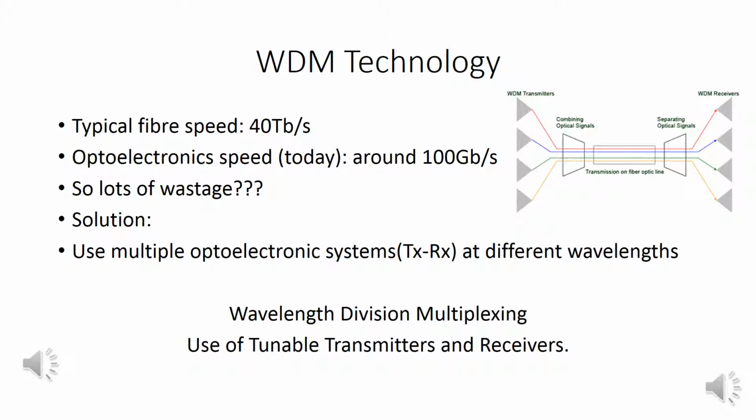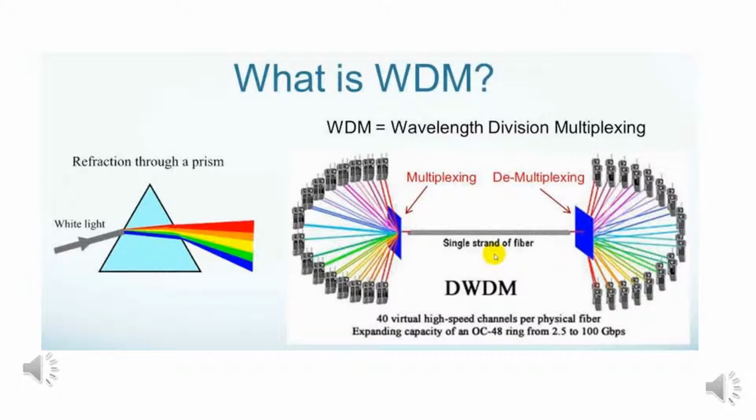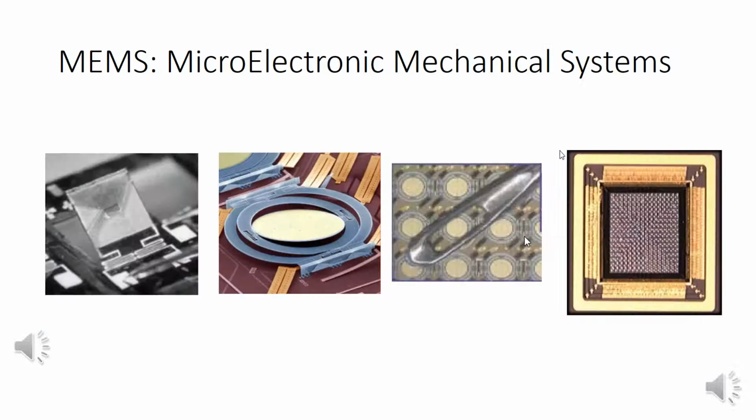Usually, optical fibers have a speed of around 40 terabytes per second, but optoelectronic speed is only 100 gigabytes per second. So how do we use it all? The answer is wavelength division multiplexing. In wavelength division multiplexing, a number of different wavelengths are combined together and then transmitted through a single fiber. On the receiver side, we have a demultiplexer which separates different wavelengths from each other.